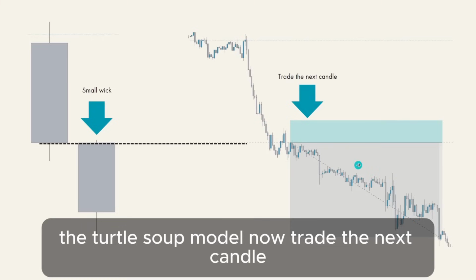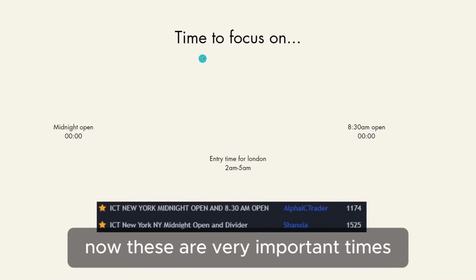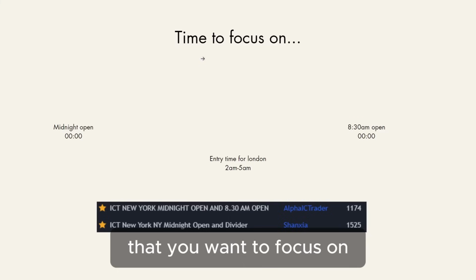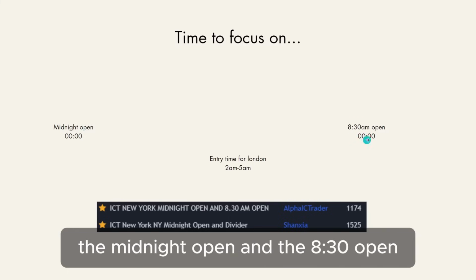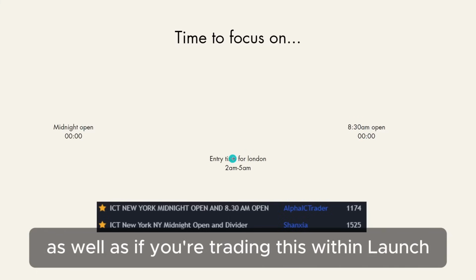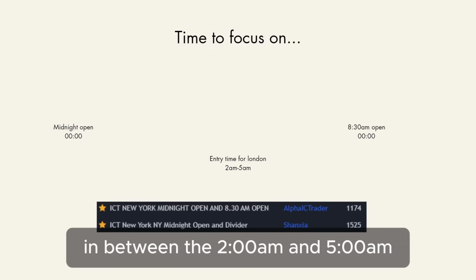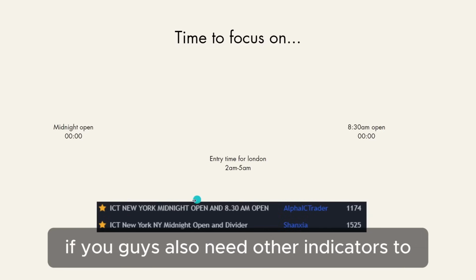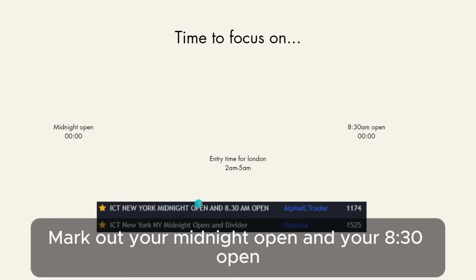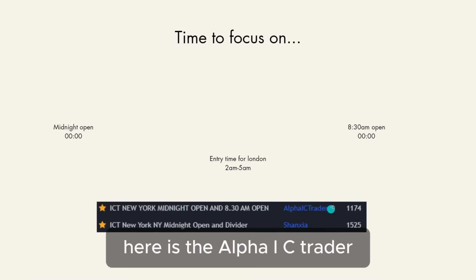Trade the next candle. Now, these are very important times that you want to focus on: the midnight open and the 8:30 open, as well as, if you're trading within London session, between 2 a.m. and 5 a.m. If you guys also need other indicators to mark out your midnight open and your 8:30 open, here is the Alpha IC Trader.